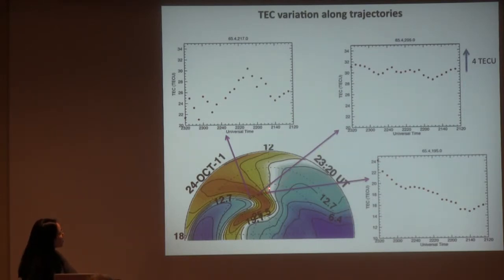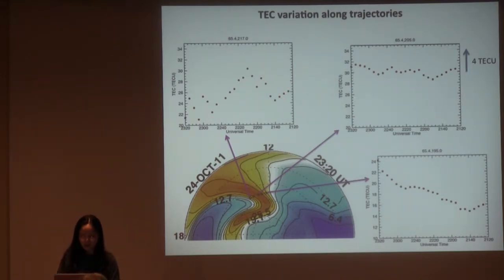For example, the one coming from the morning sector shows a steady TEC increase, about 10 TEC units within 2 hours. The one from the middle, somewhere near noon, has the highest TEC value and only a couple of TEC units increase. The one from the dusk side shows the largest variations. And it's interesting to see why.